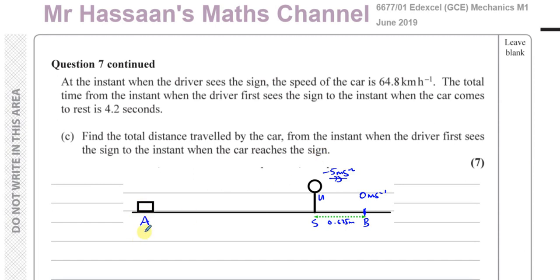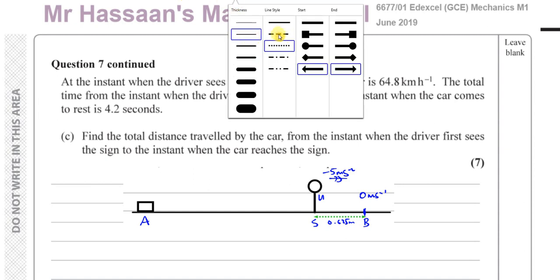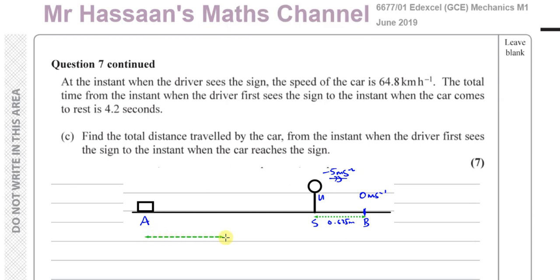So let's say A is where he first sees the sign. What we've been asked to find in this question is this distance here, between A and S. That's what we need to find. Now, this distance is made up of two parts. You have the part where he's traveling at this speed.